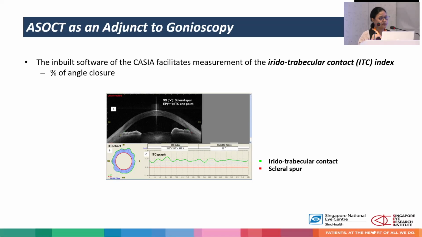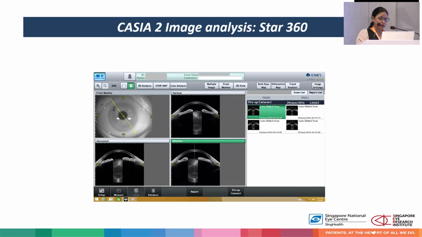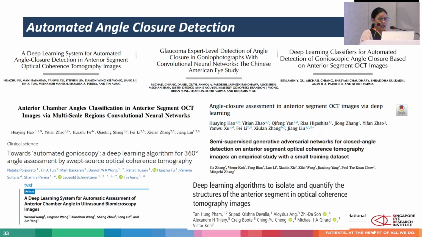The Cassia has inbuilt software for measurement of the iridotrabecular contact, or ITC index, which gives a measurement of the extent of angle closure as a percentage. And the new Cassia 2 has an inbuilt image analysis software called the STAR 360, and unlike the other ASOCT, which only provides measurement of the lens vault, this also gives measurements of the lens curvature and the entire lens thickness. And in the last couple of years, there's been an explosion of papers looking at AI, machine learning, and deep learning for automated detection of angle closure.